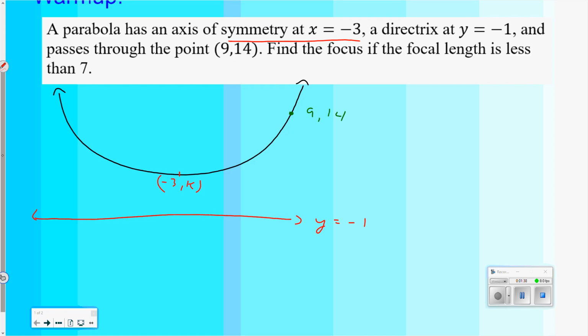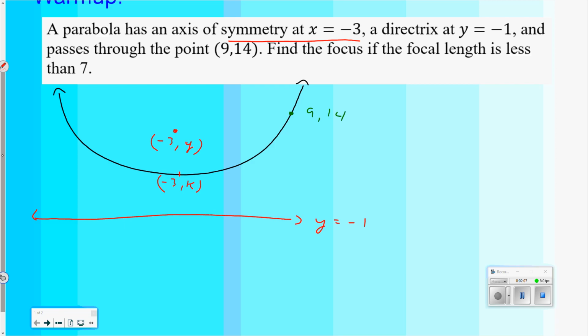So if the vertex is (-3, k), I know the focus will be (-3, y), we'll call it some y. Right, the vertex and the focus are always in line with each other. So if it's opening up and the vertex is (-3, k), the focus is (-3, y) with a y that I don't know yet. Is everyone with me up to here? So far, we're just drawing the picture.